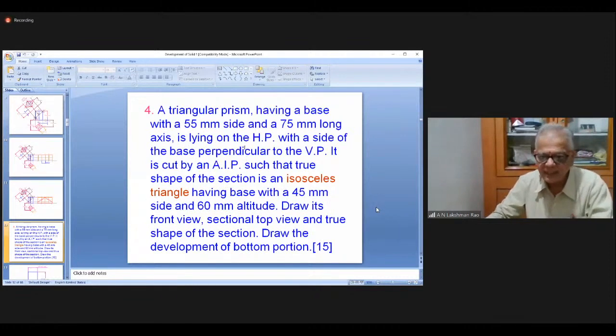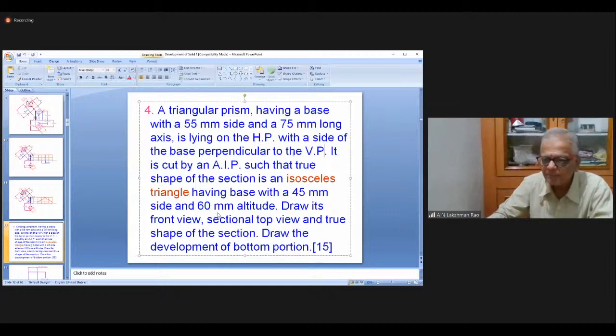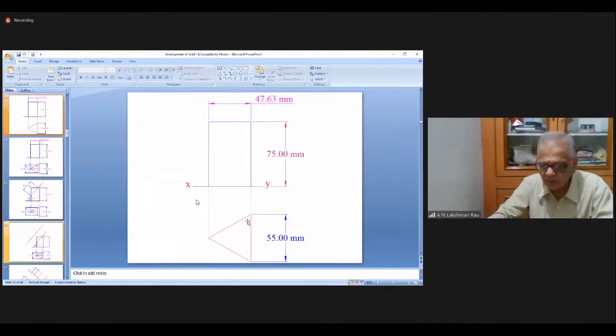Now, the triangle is resting. How is it resting? Let us see. Lying on HP with a side of the base perpendicular to VP. Now, I have drawn a triangle. This side is perpendicular to the vertical plane. XY is the reference line. This side is perpendicular to XY, so this is perpendicular to VP. So this side is 55, height is 75. So I have drawn the first position.